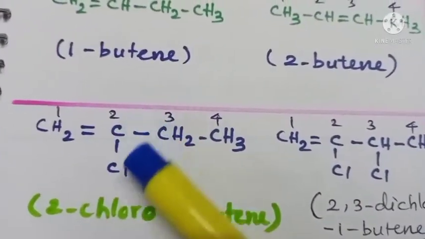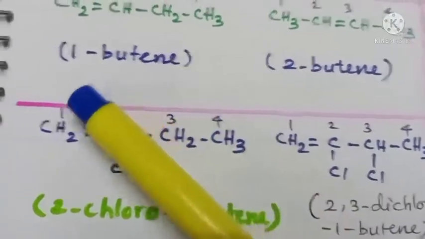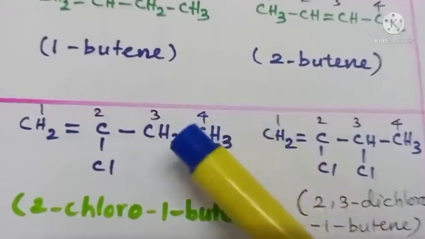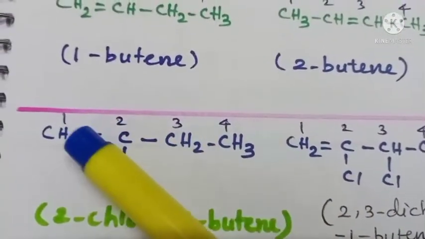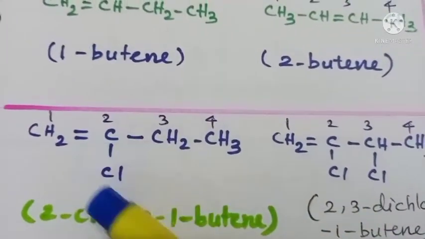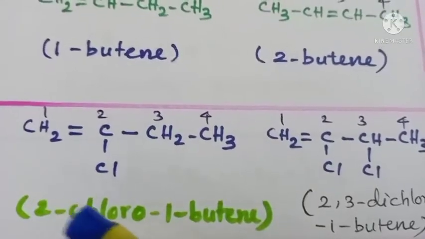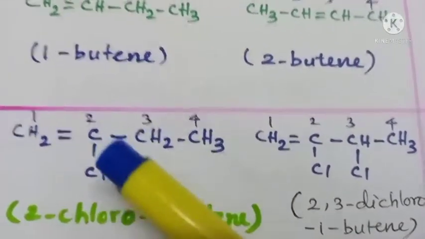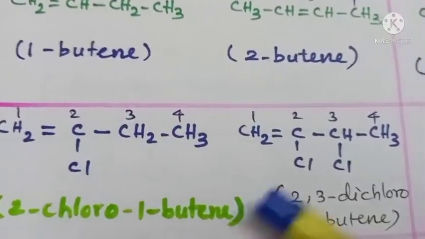CH2 double bond C branch Cl CH2 CH3. This is the longest carbon chain. 4 carbon with double bond, butene. First carbon the double bond is located, so 1 butene. And the substituent Cl is at second carbon, isn't it? So chloro 1 butene, chlorine at second carbon, 2 chloro 1 butene.